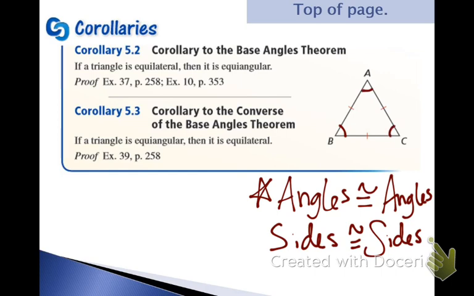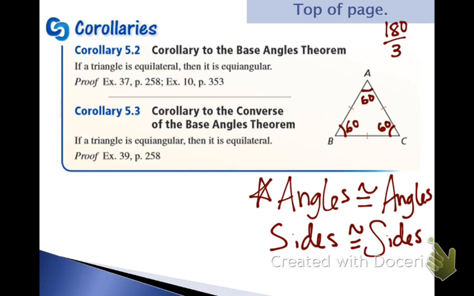So what will the measure of each and every angle be? It'll be the same. So how do you make 180 into 3 even angles? Divide by 3. So what will the measure of each angle be? 60, 60, 60. That will not change. The angles in an equiangular triangle will always be 60. That's the only way to add them up and set them equal to 180.